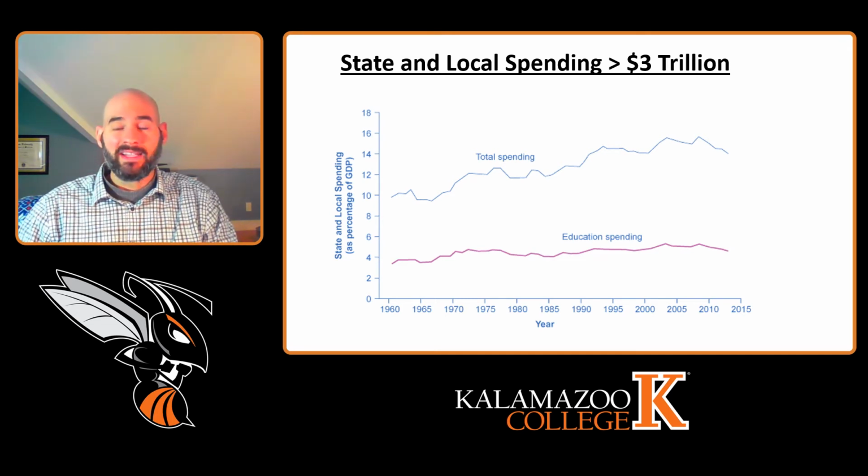So what about the rest? What else do state and local governments spend their money on? We think of highways, libraries and hospitals, healthcare, parks, and police and fire protection.